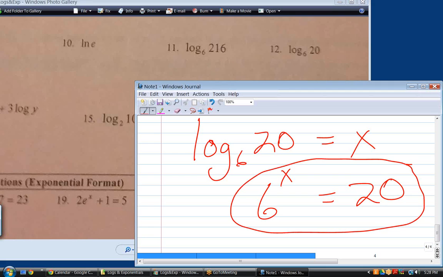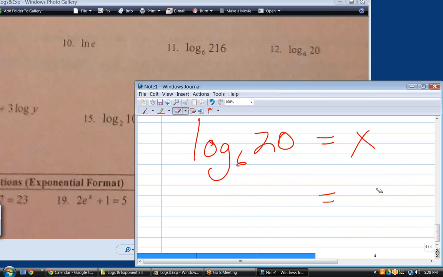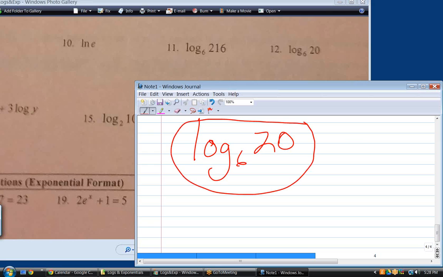There's no way. How do we figure that problem out? We go back to the log expression. In other words, on the calculator, we can figure that out. Since we can't figure it out without a calculator, how would I figure it out with a calculator?